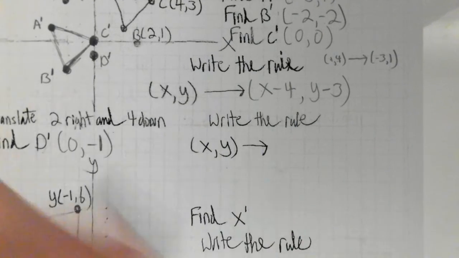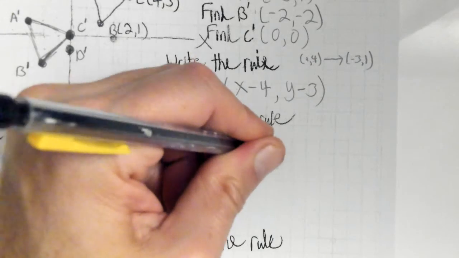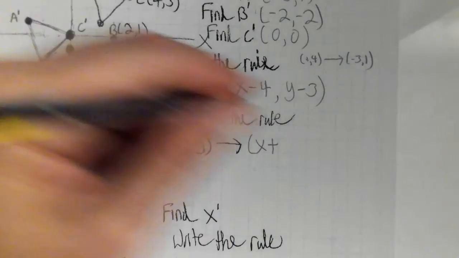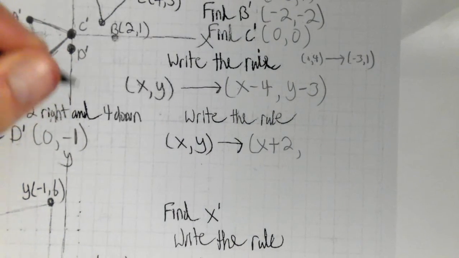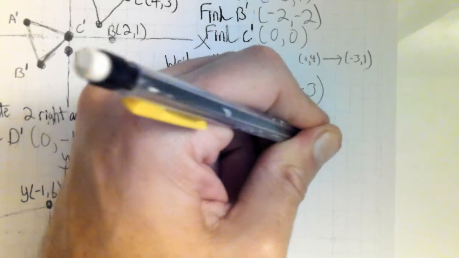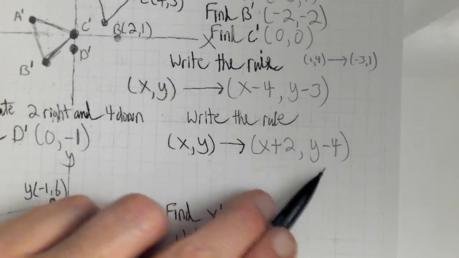And so 2 to the right, that's going to add 2 to the x coordinate, so that's going to be x plus 2. And down 4 is going to subtract 4 from the y coordinate, so that'll be y minus 4. And once again, the rule tells you what to do to the original coordinates to get the new coordinates. Right?